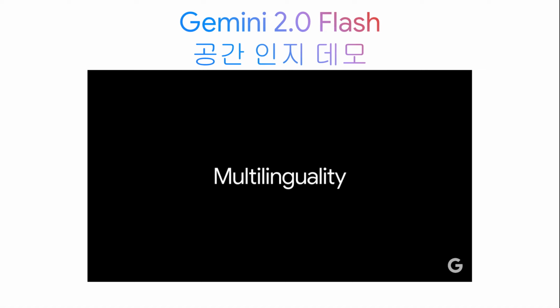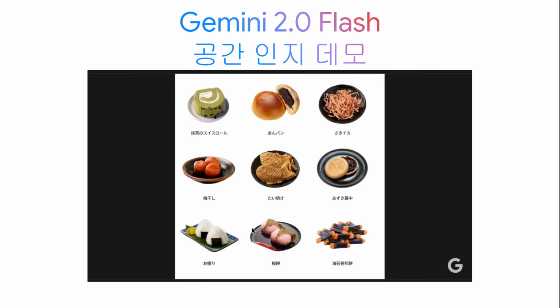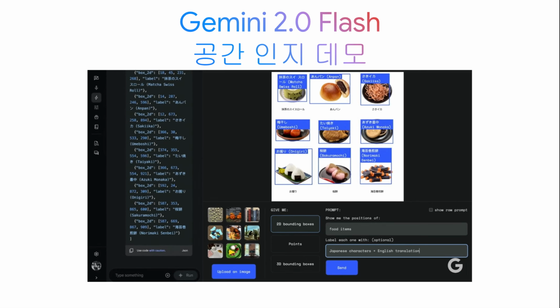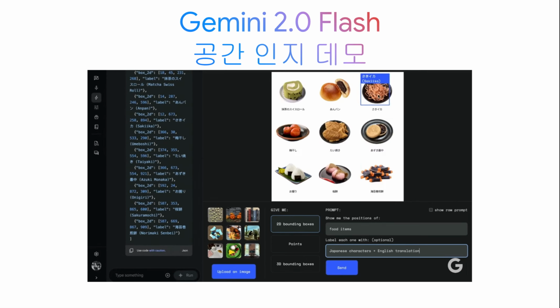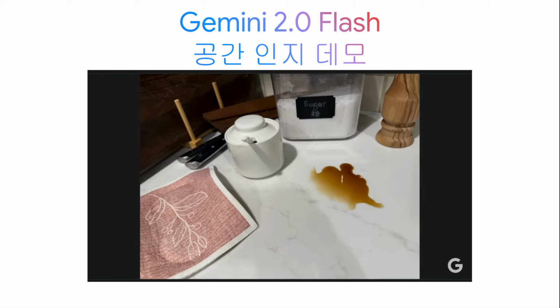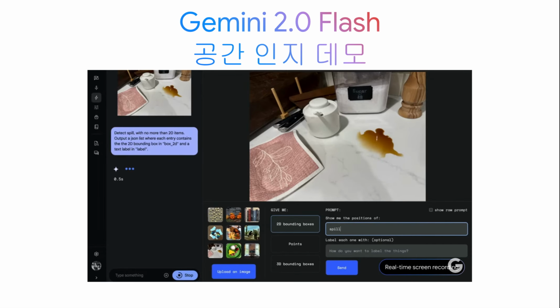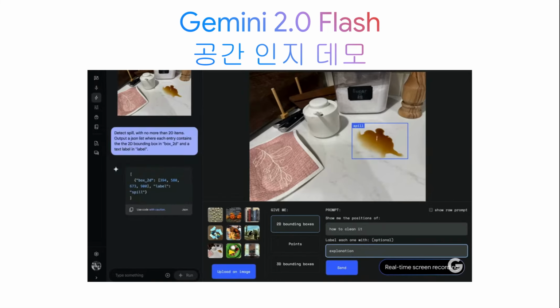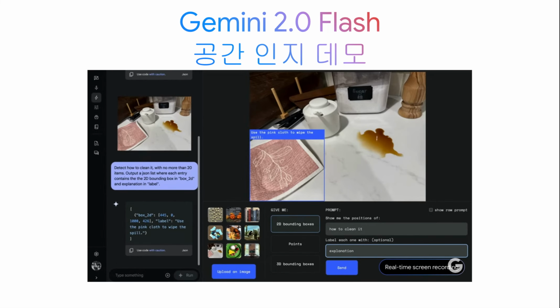You can combine spatial reasoning with multilingual capabilities. You can give it an image like this and prompt it to label each item with Japanese characters and English translation. The model reads the text from the image itself and translates it. With spatial understanding, Gemini 2.0 enables AI agents that can reason about the physical world. For example, you can give the model this photo and ask for the position of the spill. But then ask how it would clean it up with an explanation. And the model points out the towel over here.